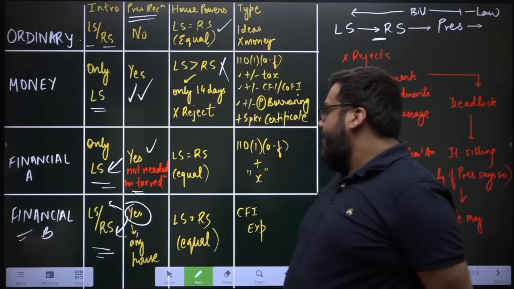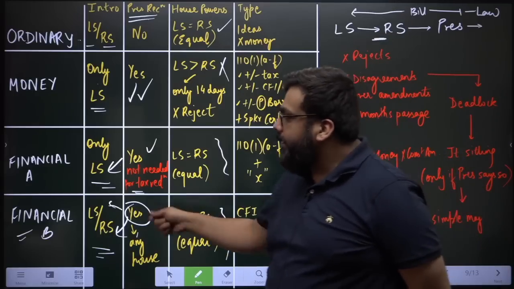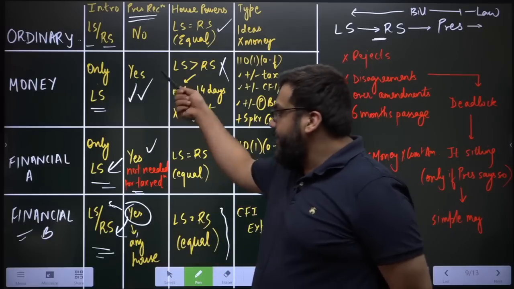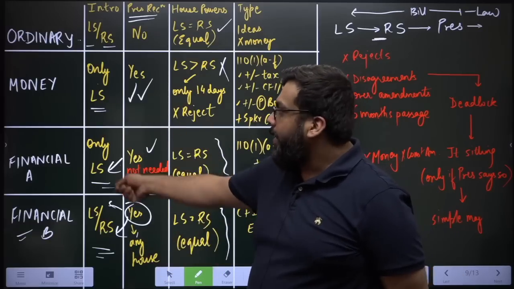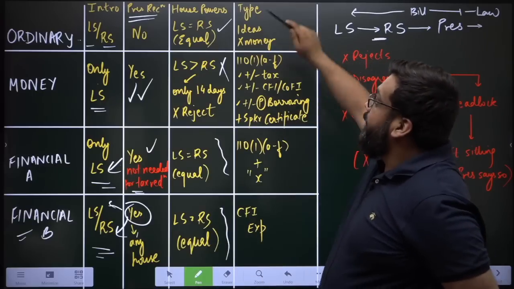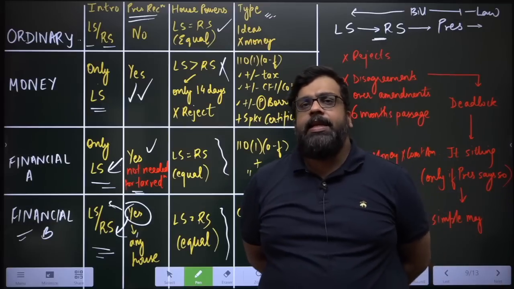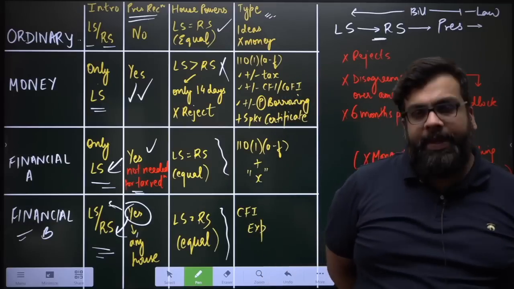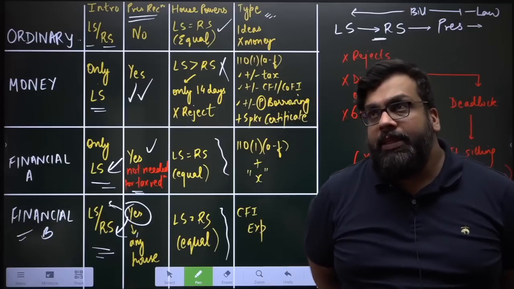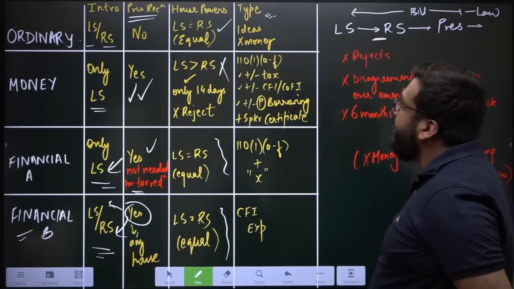Financial A, they have equal powers. Financial B, they have equal powers. So what is really different here is basically presidential recommendation and where it can be introduced. That's the basic difference. Now you must understand, what is it all about? An ordinary bill is basically an idea that does not require you to spend any money. For example, the triple talaq law. You don't require money to criminalize something, right?